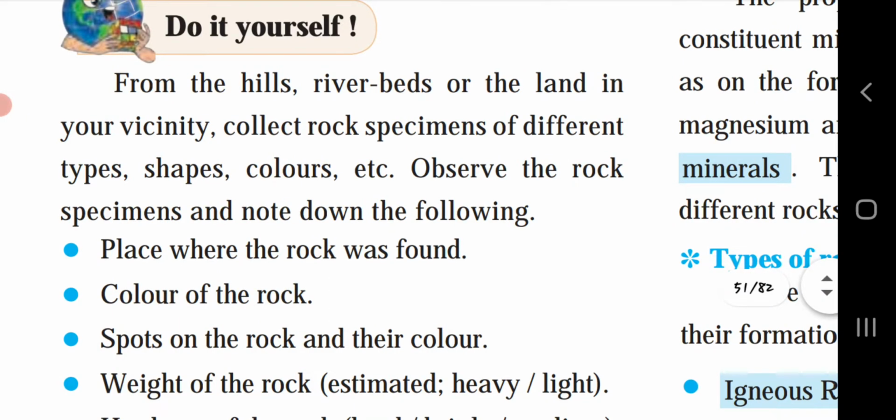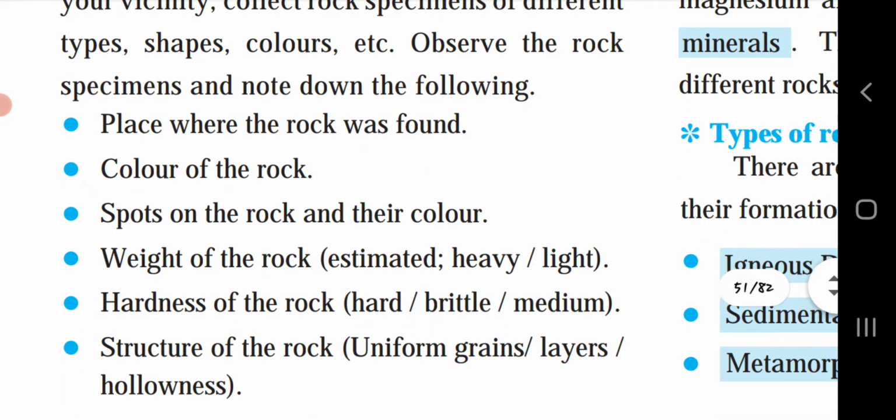Do it yourself. From the hills, river beds, or the land in your vicinity, collect rock specimens of different types, shapes, colors, etc. Observe the rock specimen and note down the following: place where the rock was found, color of the rock, spots on the rock and their color, weight of the rock, hardness of the rock, structure of the rock. Here, note whether the rock is heavy or light, and while finding the hardness, whether it is hard, brittle or medium. Structure of the rock: uniform grains, layers, hollowness.